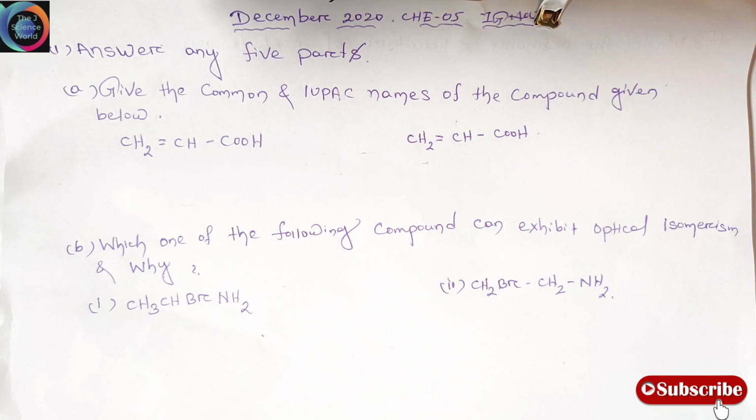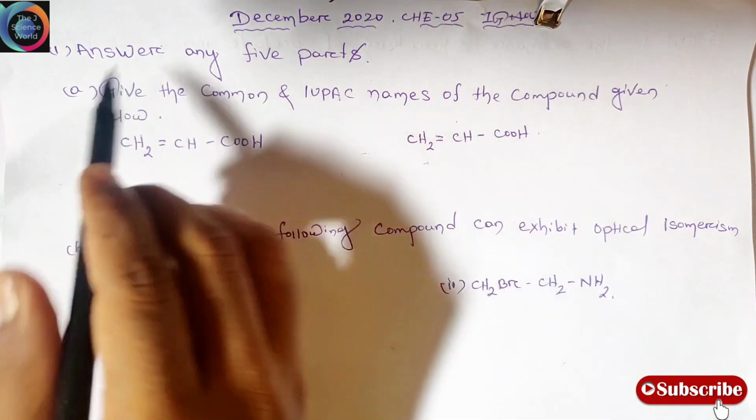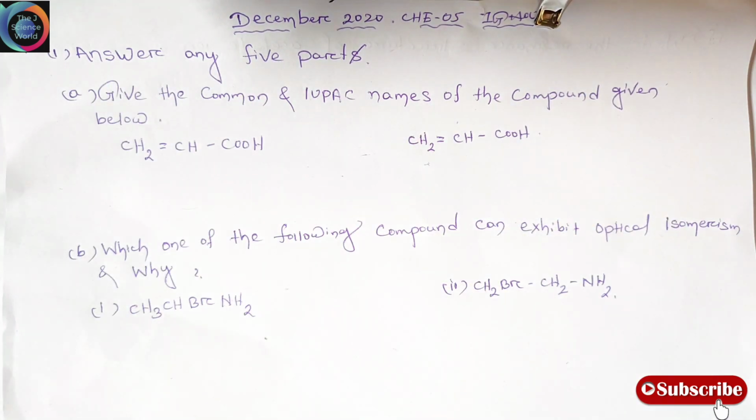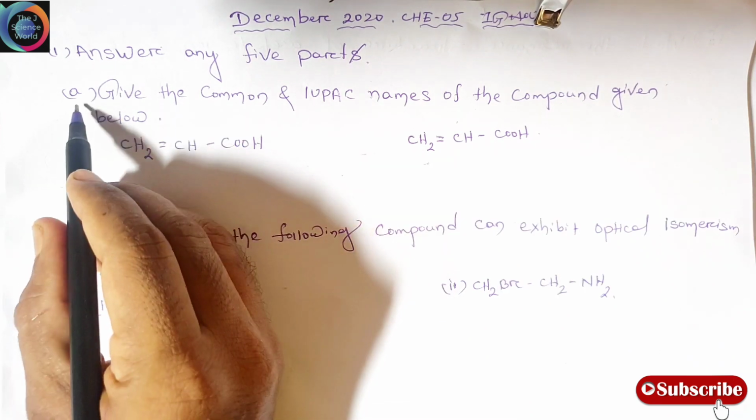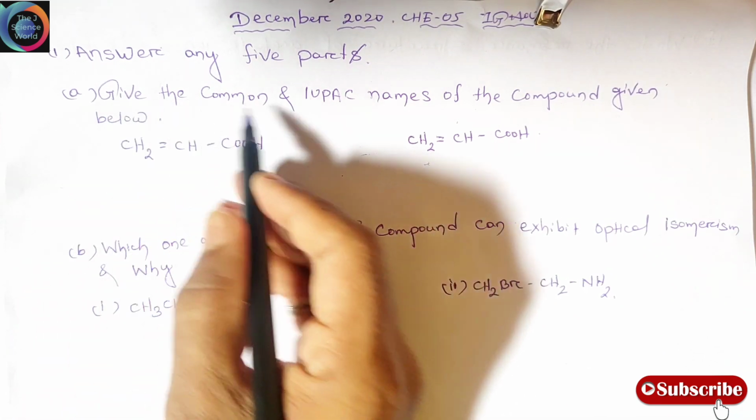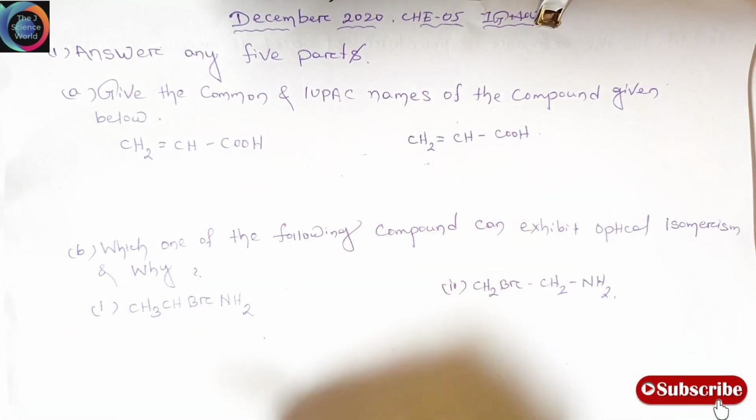Okay, alright. Let's start the lectures. Friends, today's lecture will discuss the IGNOU TE December 2020 CHE5 Organic Chemistry paper. Let's begin. Friends, this is question number 1. Answer any 5 parts. Friends, this is part A. Give the common name and IUPAC name of the compound given below.